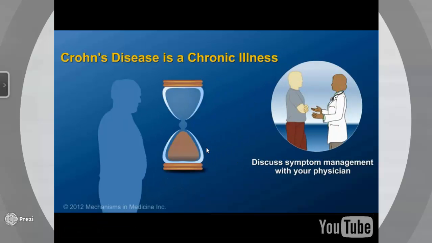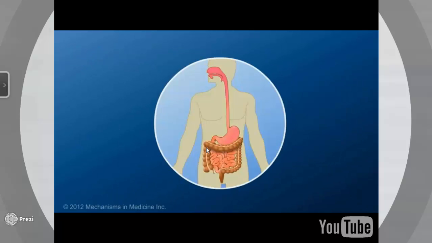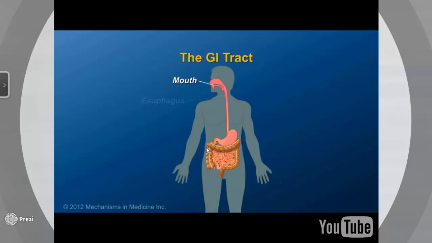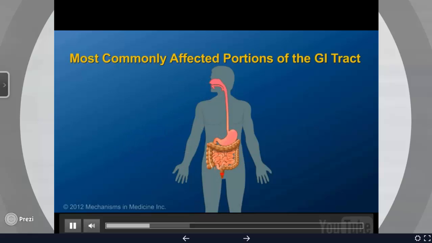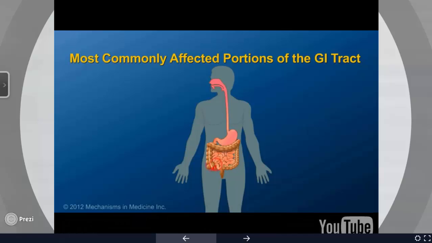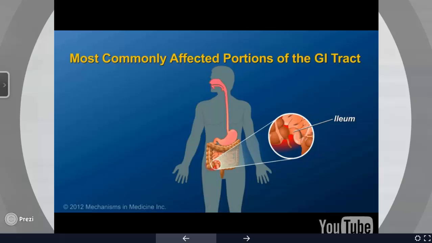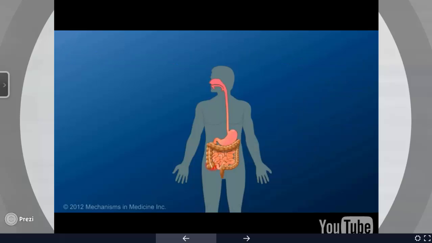The GI tract includes the mouth, esophagus, stomach, small intestine, large intestine, and anal region. Crohn's disease can affect any part of the GI tract, but the most common location is the last part of the small intestine, which is called the ileum, and the first portion of the colon, which is also referred to as the large intestine. Current thinking is that Crohn's disease is a genetic disease, caused by abnormal regulation of the immune system.